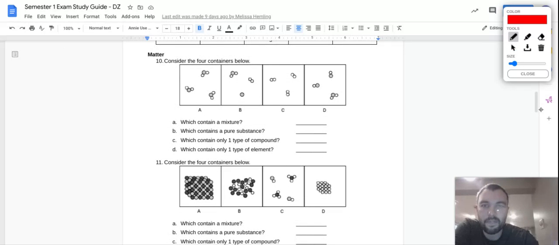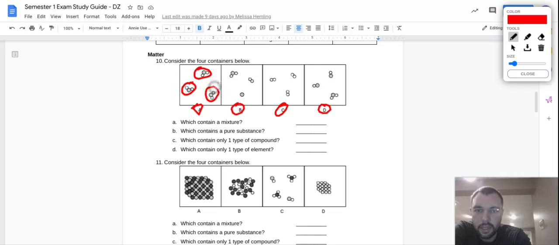So consider the four containers below. We have container A, B, C, and D here, which contain a mixture. As a review, a mixture is going to have different types of particles here. So let's start with A. Take a look at this. Every single particle is exactly the same. So we have one kind of gray and then two white coming off of it. All of them look the same. So it is not A. A is not a mixture.